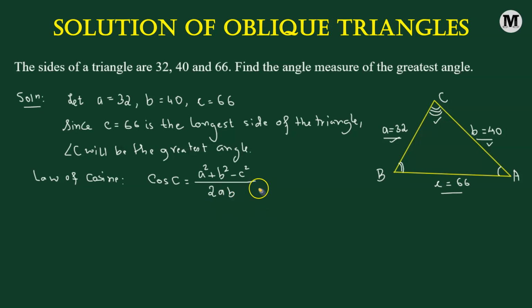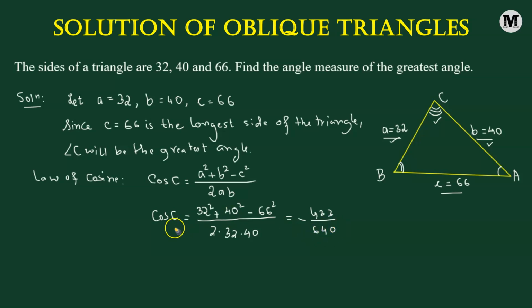Okay, fine. So next, we're going to substitute the respective values. We have 32 squared added to 40 squared, minus 66 squared, divided by 2 times 32 times 40. So this is going to be the cosine of C. That comes out to be equal to negative 433 divided by 640.